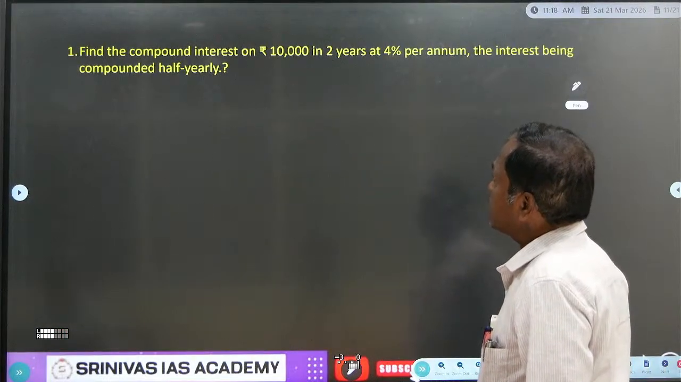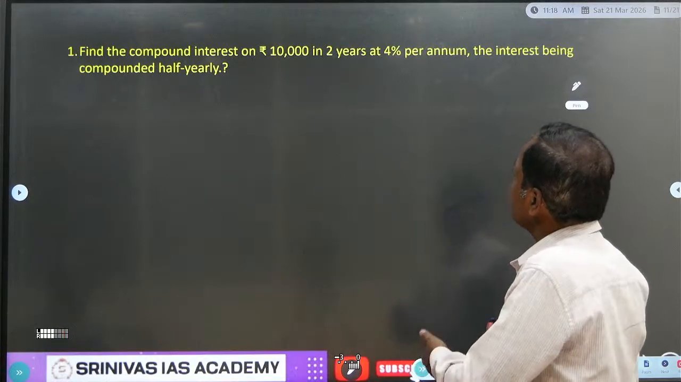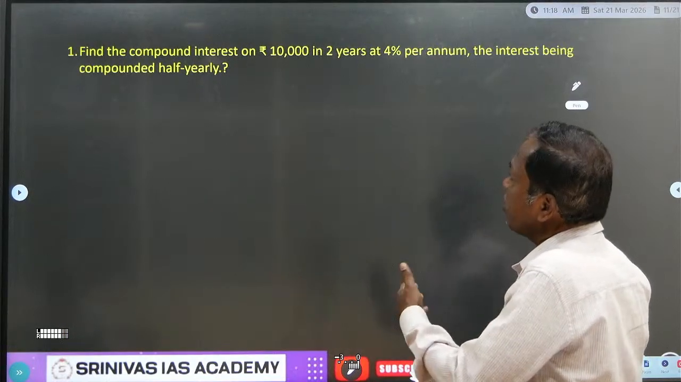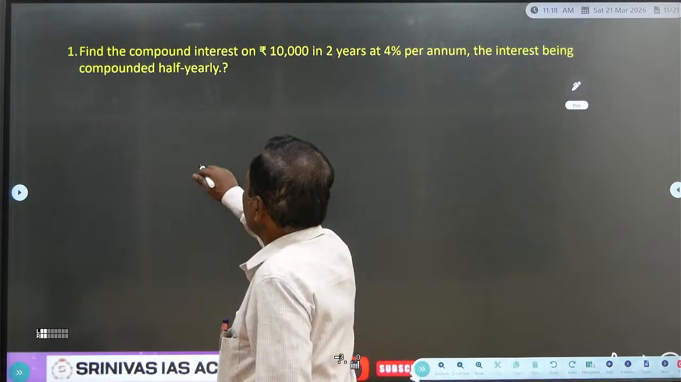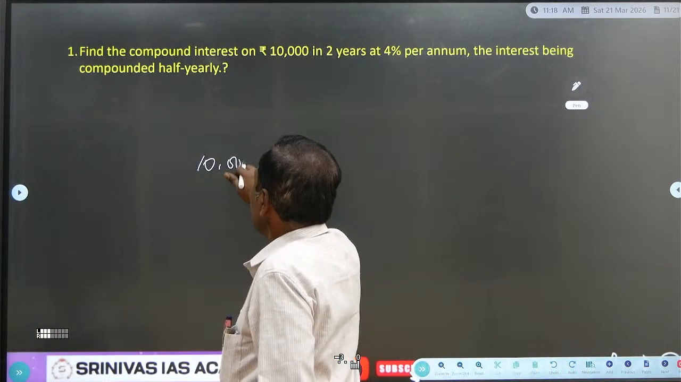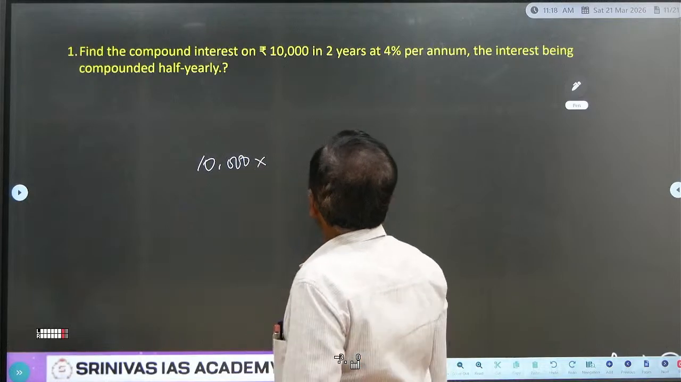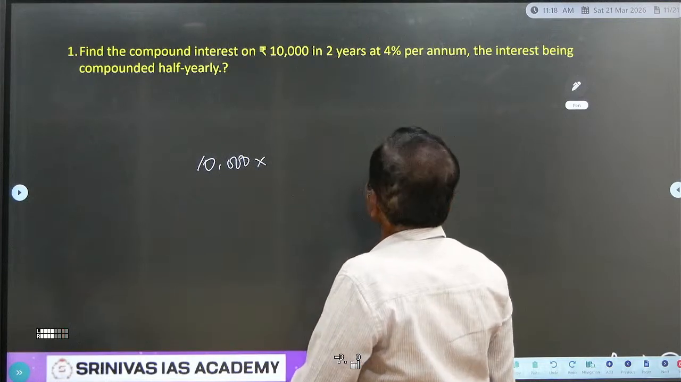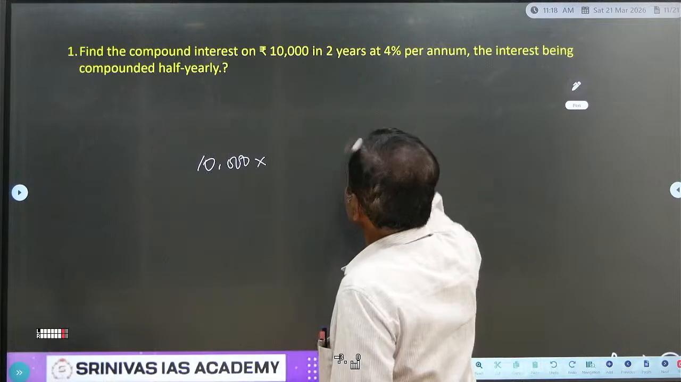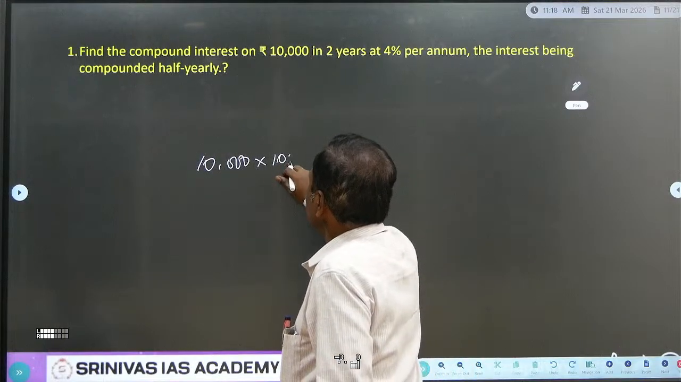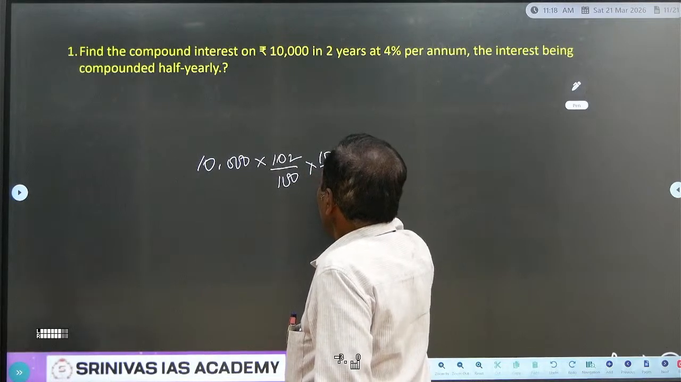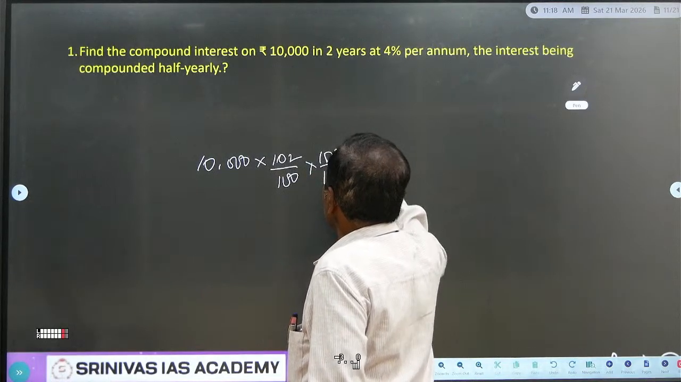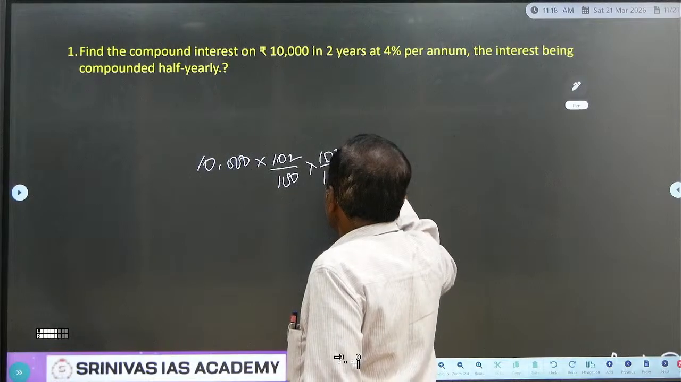Find compound interest on rupees 10,000 for 2 years at 4% per annum, the interest being compounded half yearly. 4% means what? 2% you can take. 102 by 100 for 2 years. 4 terms are required. 102 by 100. Yes, yes.